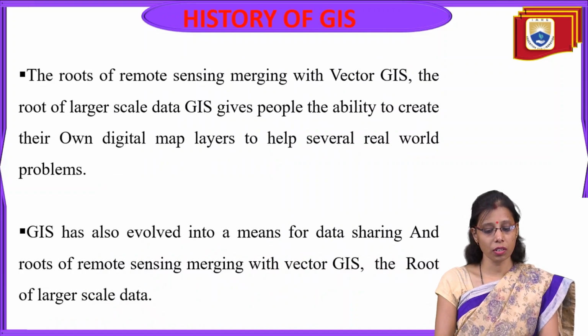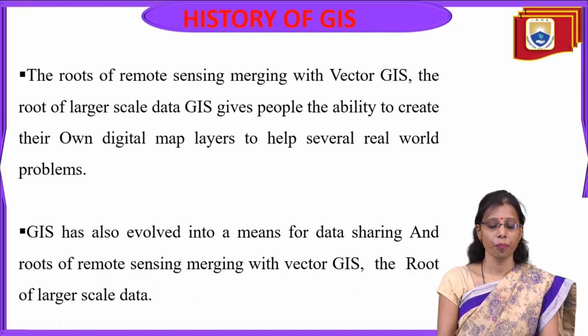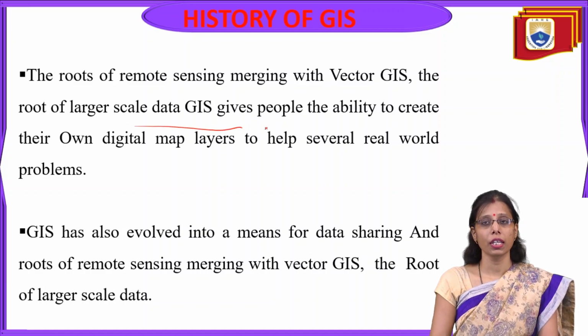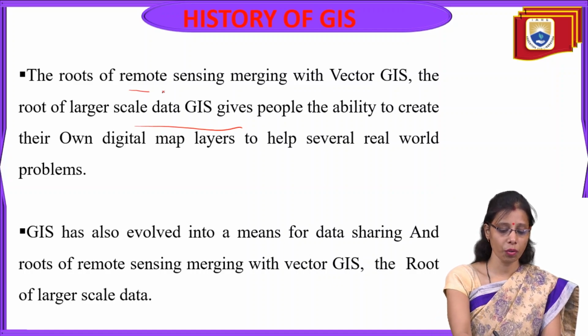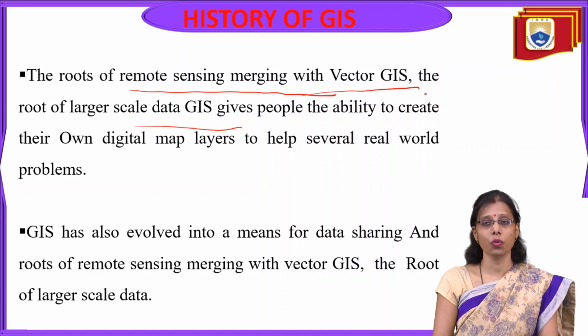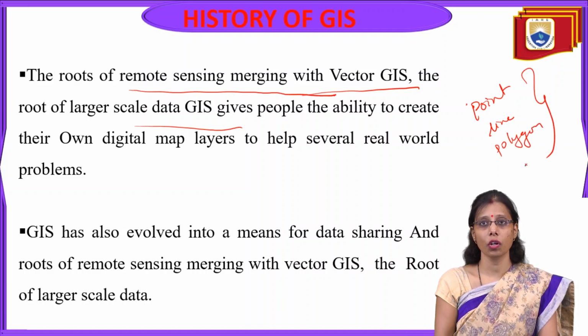And there is the route of remote sensing merging with vector GIS, and the route of larger scale data GIS, which gives people the ability to create their own digital maps. What is vector GIS? We will learn that in the coming lectures. Just for information, vector GIS relates to information about point, line and polygon.